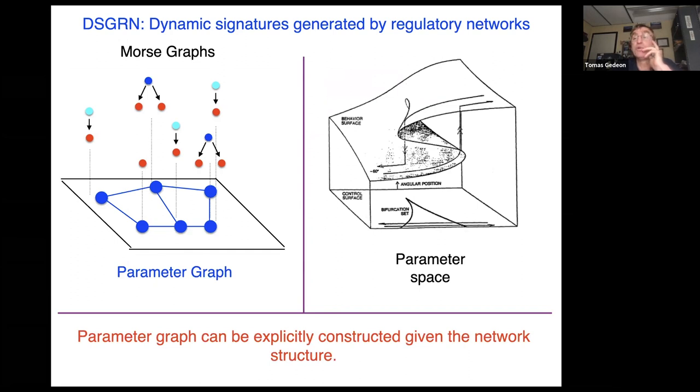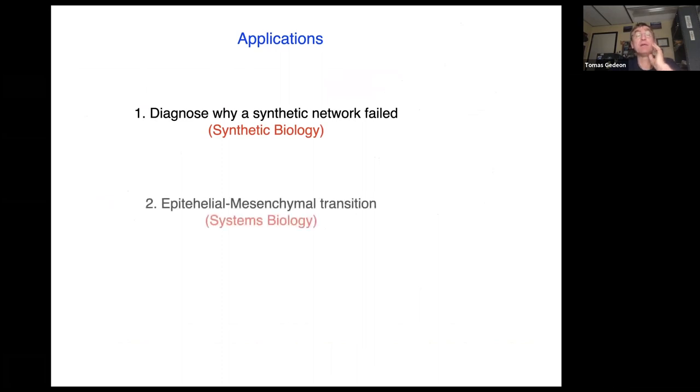So with that, I'm going to try to now move to some of the applications. And I'll mention only two, so I'll leave some for questions. One will be in synthetic biology, where we'll use these kinds of calculations to suggest reasons why some synthetic networks which people construct failed. And I'll talk about epithelial mesenchymal transition, which is a change in phenotype, which is implicated in, for instance, cancer metastasis.